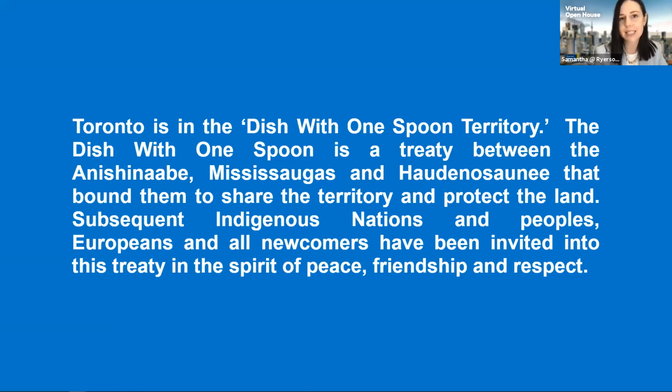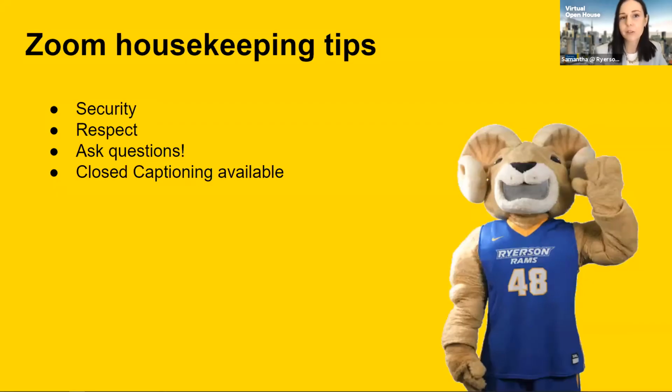Now, to start, I would like to take a moment to acknowledge the land. Ryerson and Toronto are in the Dish with One Spoon territory. The Dish with One Spoon is a treaty between the Anishinaabe, Mississaugas, and Haudenosaunee that bound them to share the territory and protect the land. Subsequent Indigenous nations and peoples, Europeans, and all newcomers have been invited into this treaty in the spirit of peace, friendship, and respect.